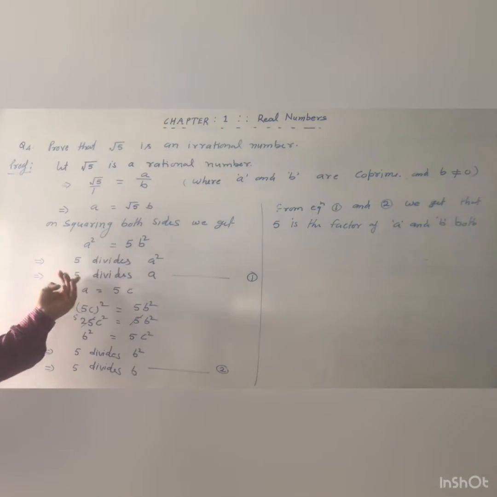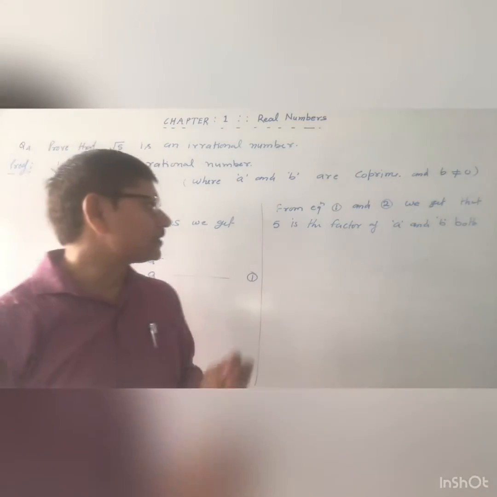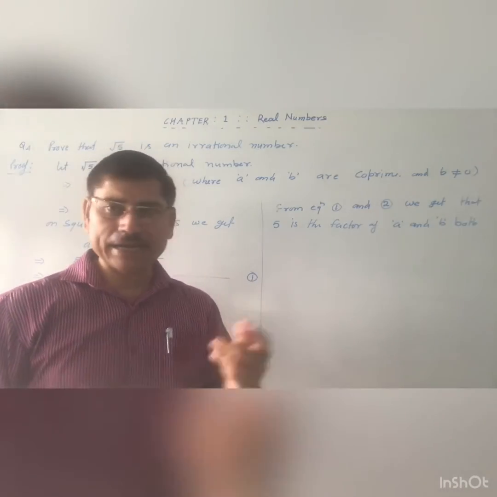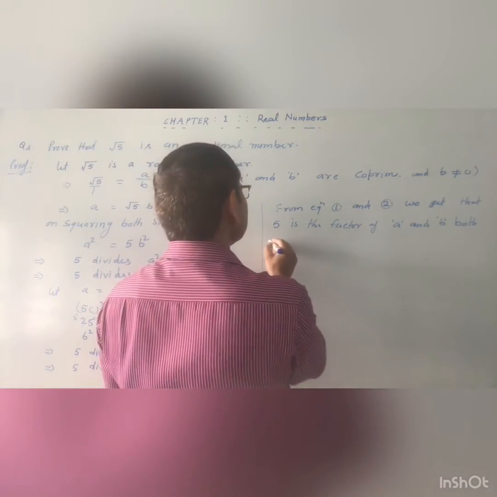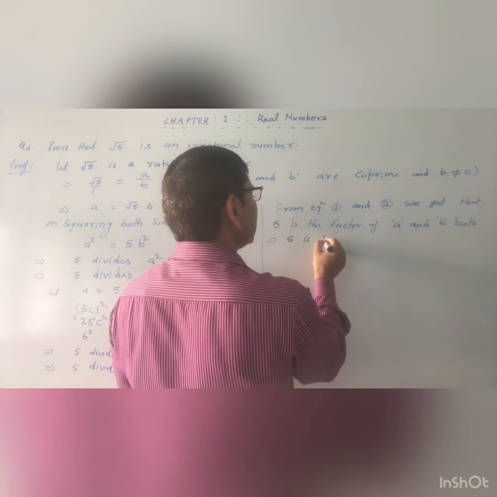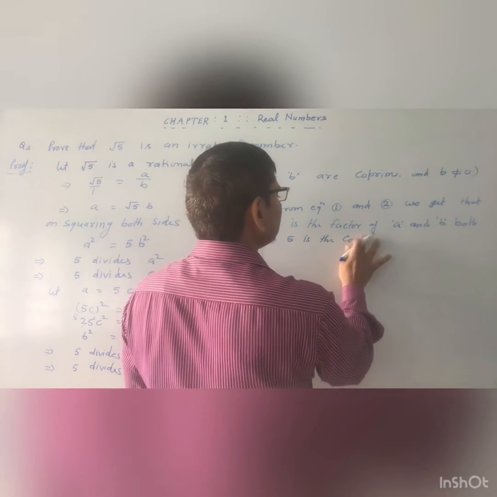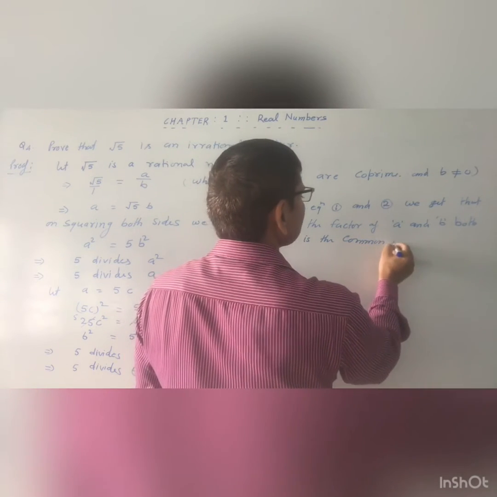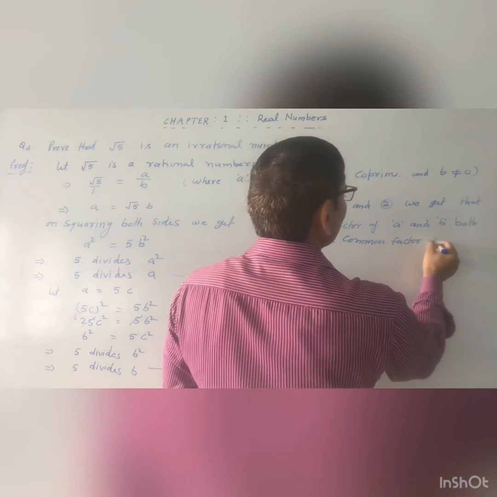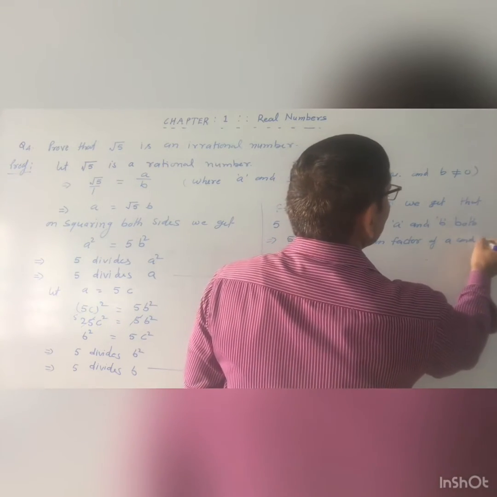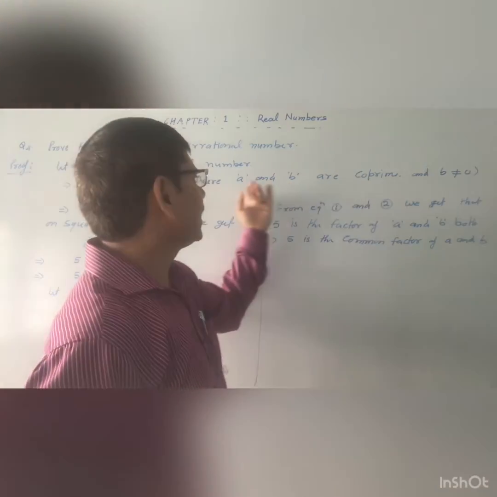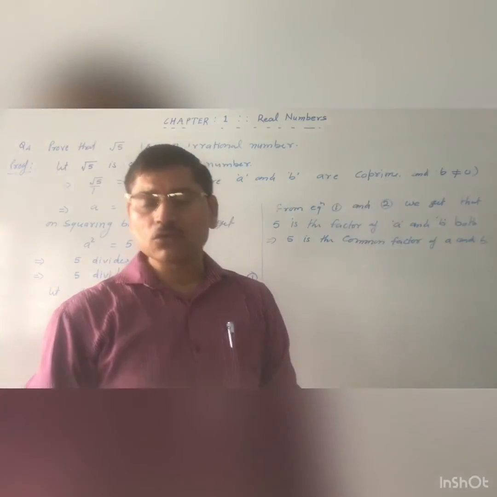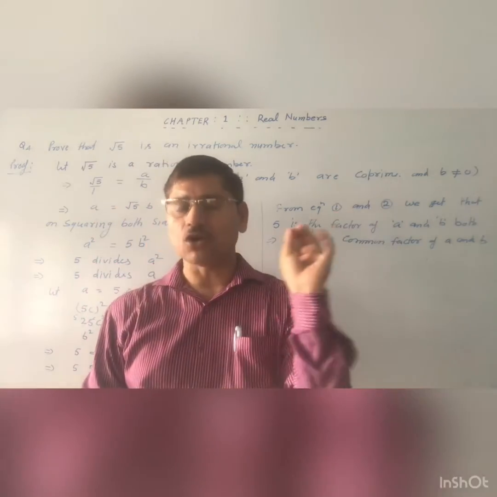If 5 divides A and 5 divides B, it means 5 is a factor of A and B, that is, 5 is the common factor of A and B. But our supposition is that A and B are co-prime. Co-prime means it has no common factor.